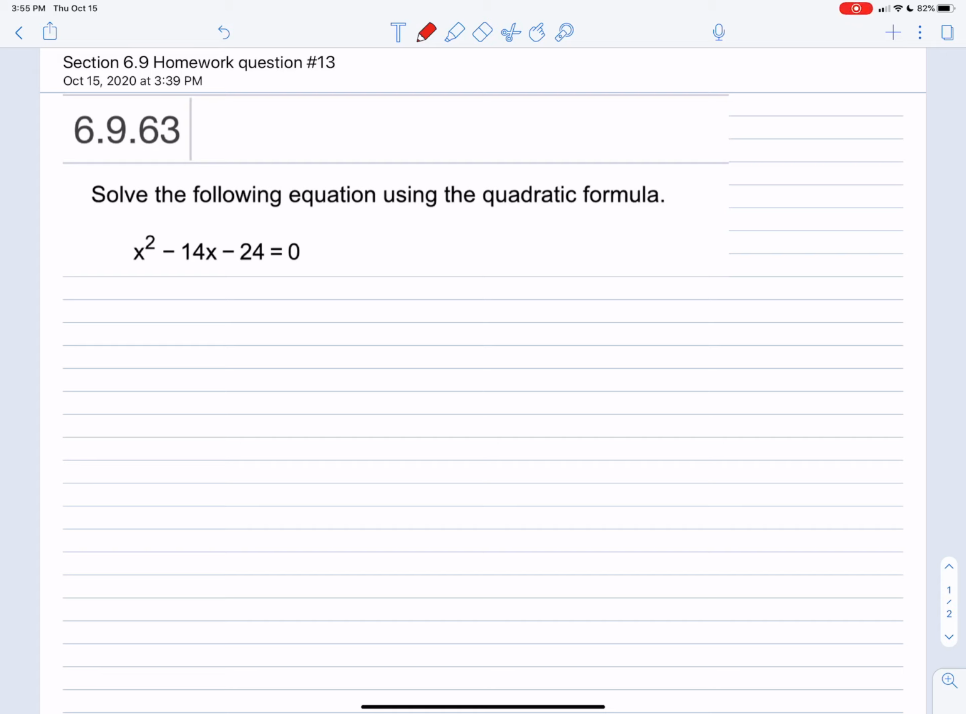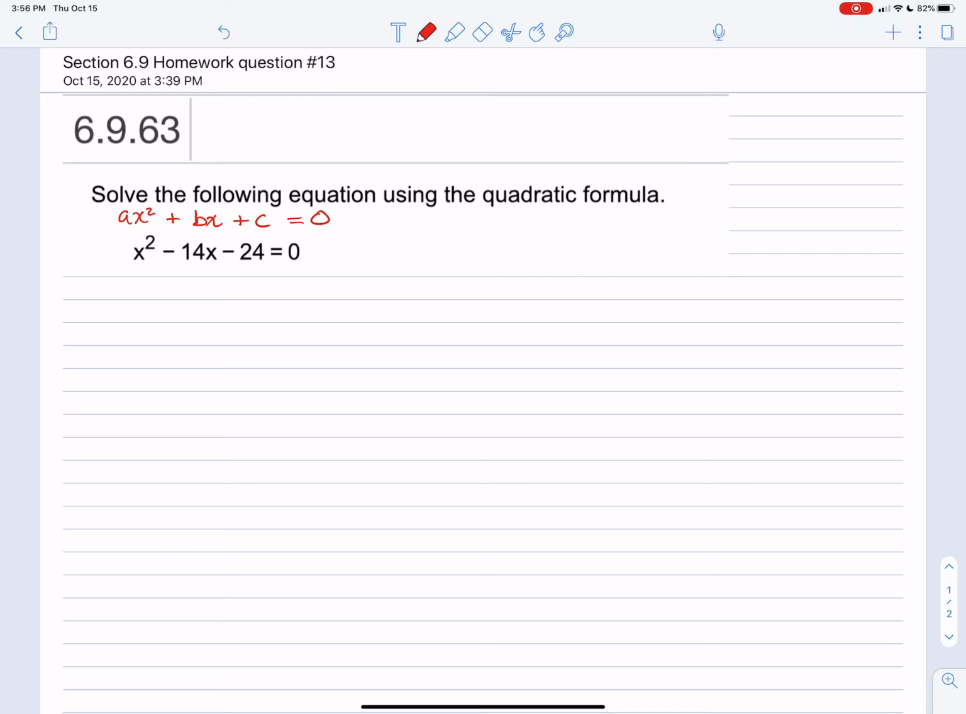Solve the following equation using the quadratic formula. So our first step is to make sure that our quadratic equation is in standard form. That is, ax squared plus bx plus c equals 0.